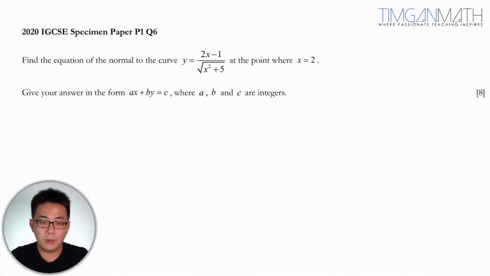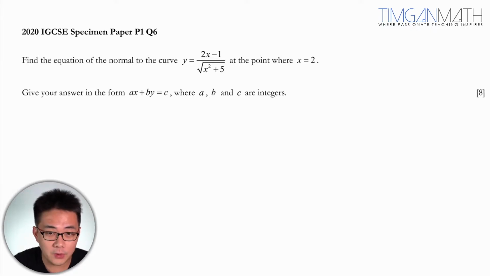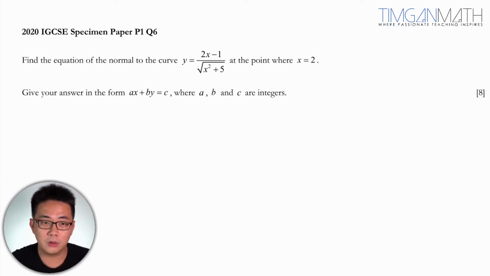Hi students, let's look at this question, which was taken from the year 2020 IGCSE Specimen Paper 1, question 6. Let's see how we can do this proficiently. You are told to find the equation of the normal to the curve y equals 2x minus 1 over root x squared plus 5 at the point where x equals 2. Give your answer in this form. I think this is a pretty typical question.